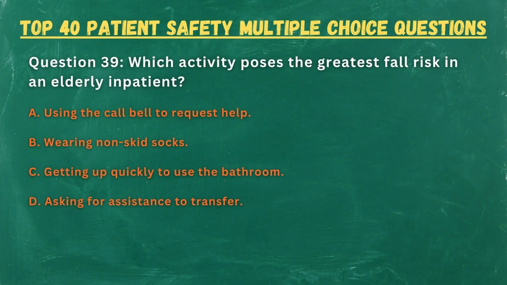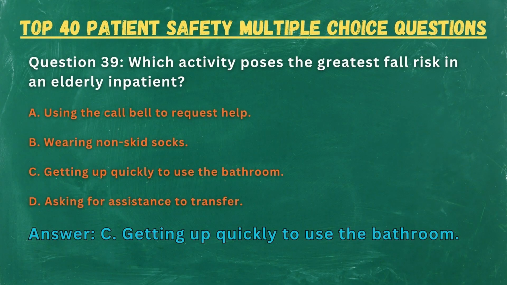Question 39. Which activity poses the greatest fall risk in an elderly inpatient? A. Using the call bell to request help. B. Wearing non-skid socks. C. Getting up quickly to use the bathroom. D. Asking for assistance to transfer. Answer: C. Getting up quickly to use the bathroom.